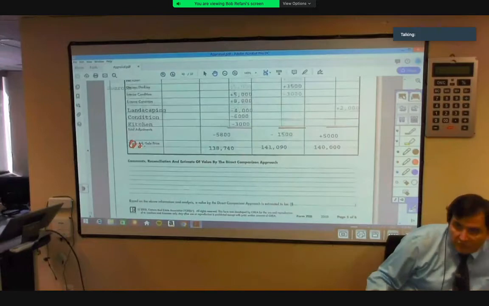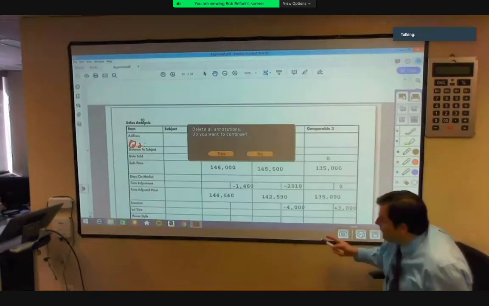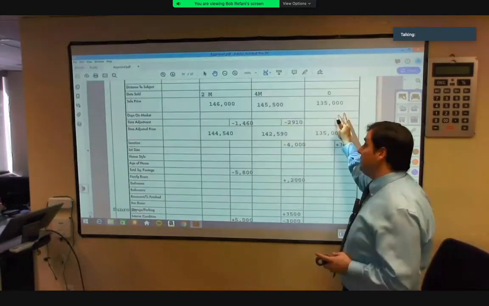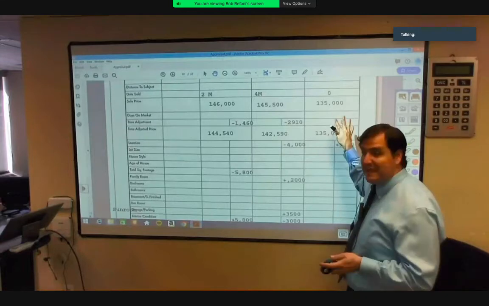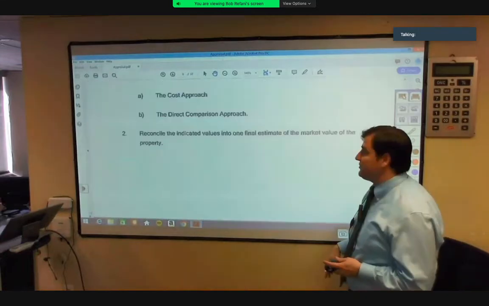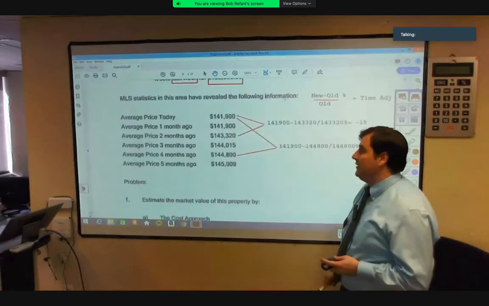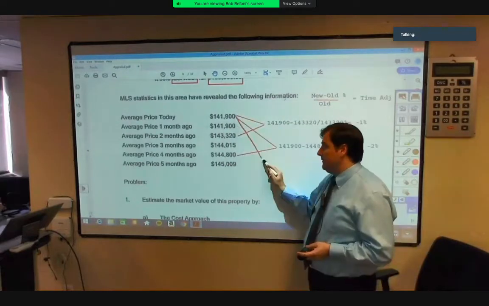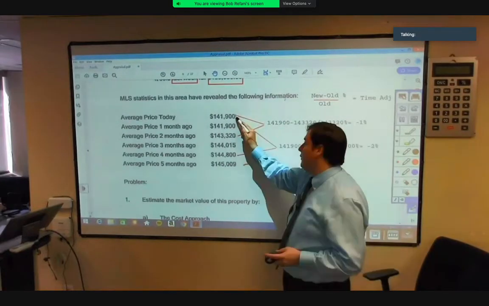So you're going to go to the time adjustment part, because we didn't do a time adjustment for number 3 because they said last week. Now, they're not asking you to do this again. They're just asking, basically, to do a time adjustment from 5 months ago and today. Find out what the time adjustment is.